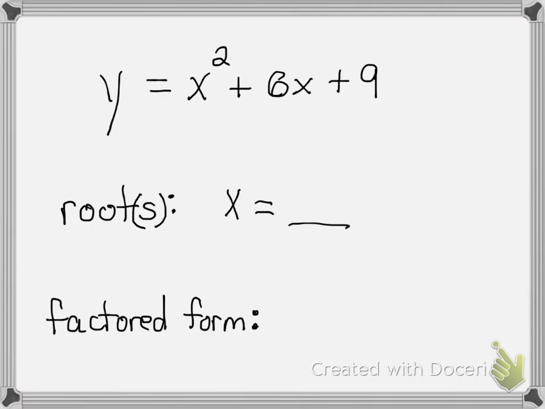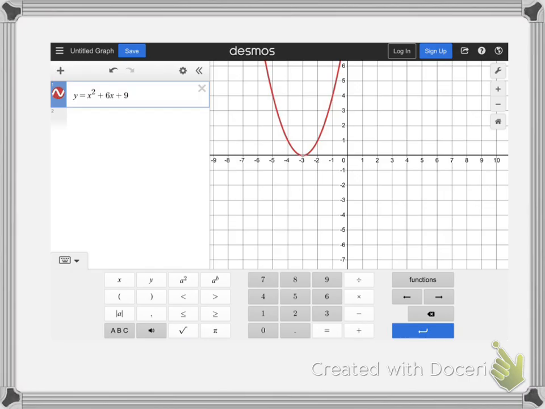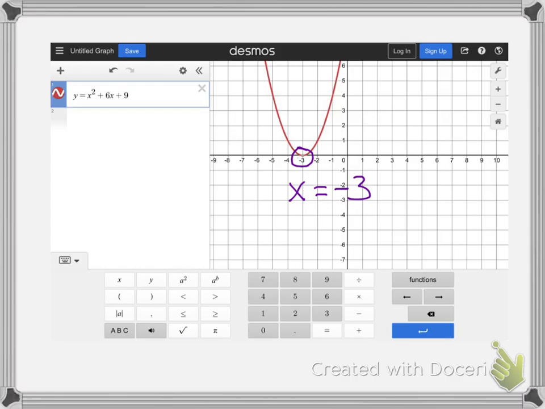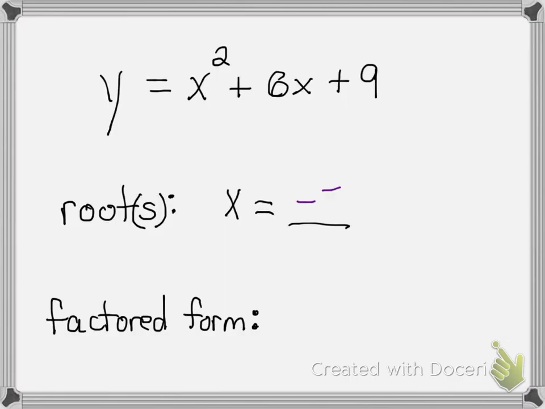I have the equation y equals x squared plus 6x plus 9. I'll go ahead and go to DESMOS, type it in. Looking on my x-axis, I'm going to find my roots. But as you can see, it only crossed it right here at -3. So I technically only have one particular root. x equals -3.